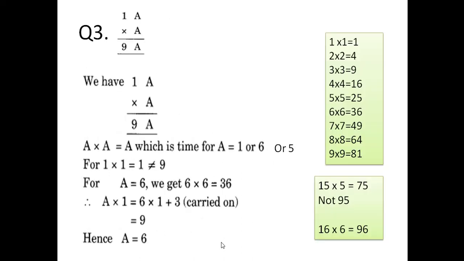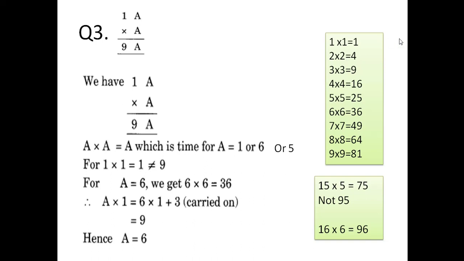Then next problem, it's a multiplication problem. The previous two problems are addition, this problem is multiplication. So 1a into a equals 9a. First we will take the units place. A into a, we have to get a. I have written the rough work, all 1 to 9. So a into a, that's why I wrote 1 into 1 equals 1 and 2 into 2 equals 4, like that till 9. So whatever a value you give, it gives the same value again as the unit place.